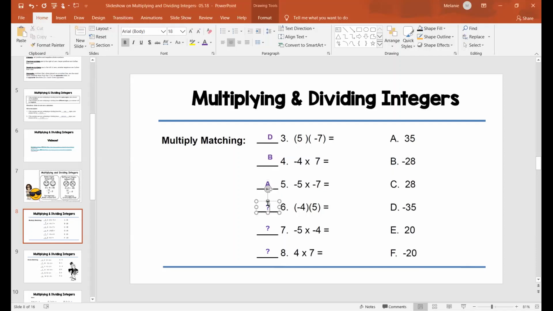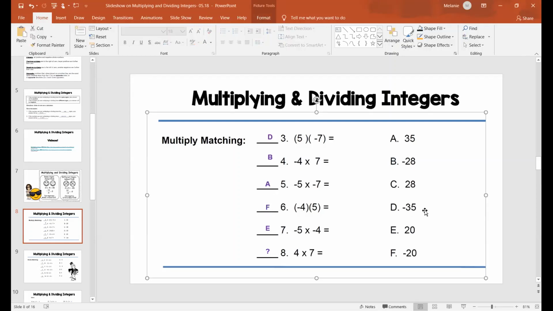Exactly, negative 20. So that's F, because a negative times a positive equals a negative. Thank you so much. Owen, what would negative 5 times negative 4 be? E. E, positive 20, correct, because there's two negatives, so that makes it equal a positive. So these are just simple rules, and all of a sudden you guys know a lot more in math.